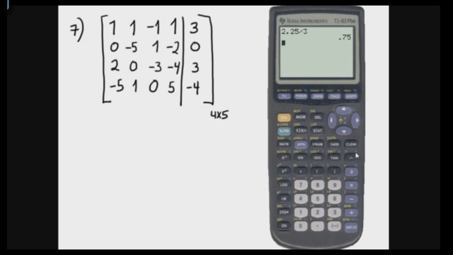Number 7 is similar, except that we have a 4x5 matrix, this big matrix, and you perform only 2 row operations. Let me put it in the matrix editor, 4x5. You edit the entries one by one. This is too long and tedious.